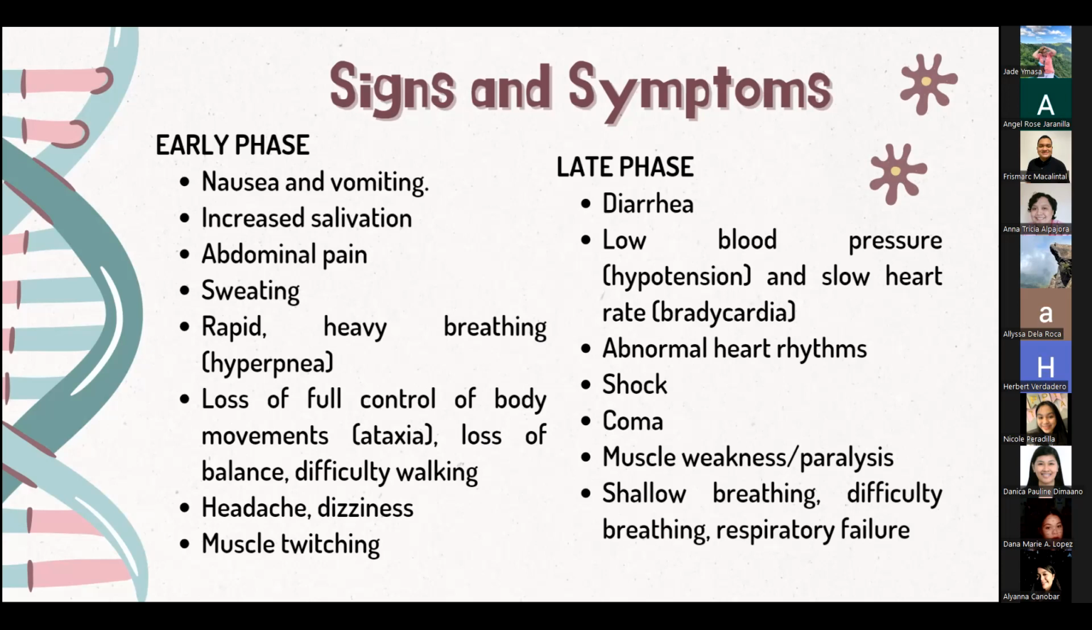So when it comes to the late phase of nicotine poisoning, a person may experience diarrhea, low blood pressure or hypotension, and slow heart rate or bradycardia. There may also be abnormal heart rhythms as well as shock and coma. The muscles may be weakened and may also experience paralysis. And when it comes to respiration, there may be shallow breathing as well as difficulty in breathing, and there may be respiratory failure.